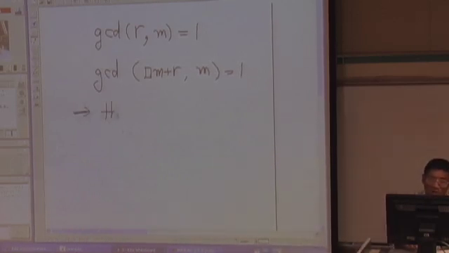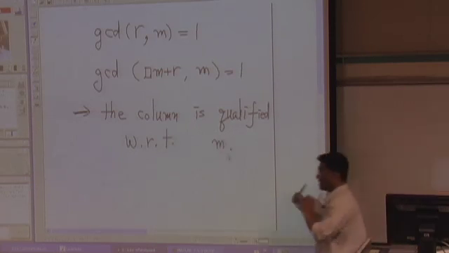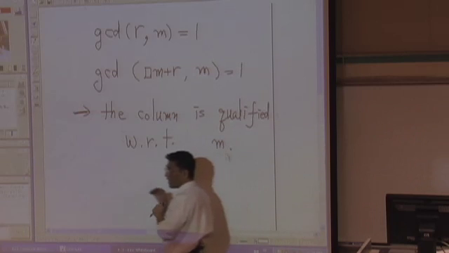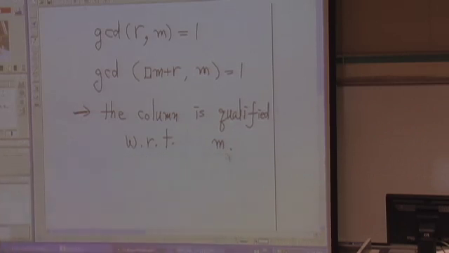the whole column is qualified. With respect to m, right? We are checking the relatively prime numbers with respect to m, right? So we are finding relatively prime numbers to m. If you have a question up to this point, ask me.